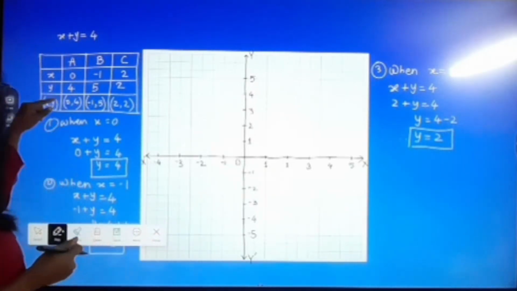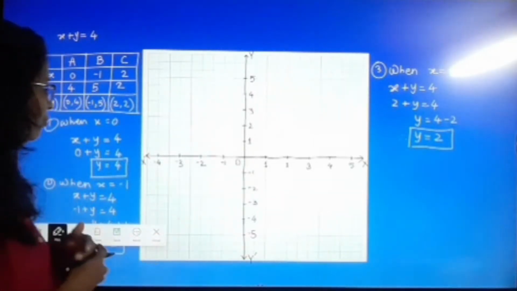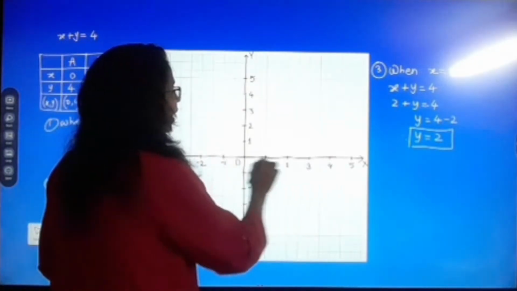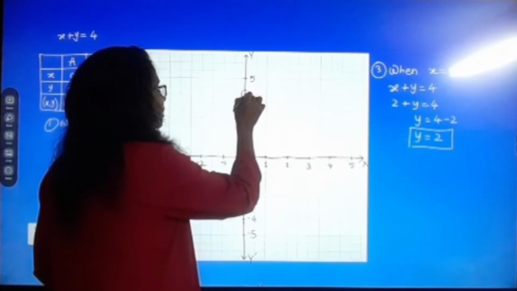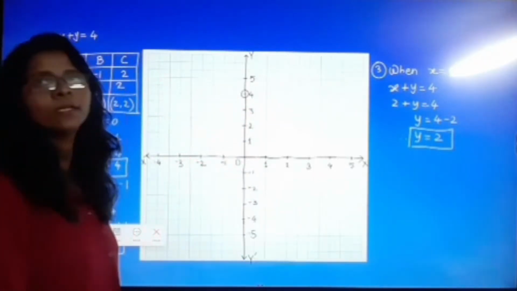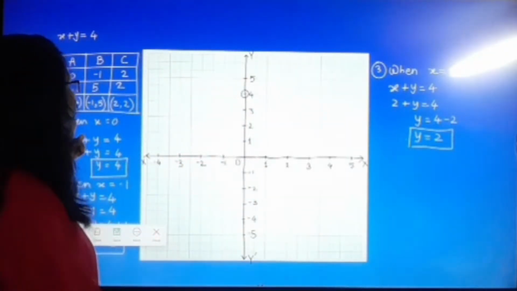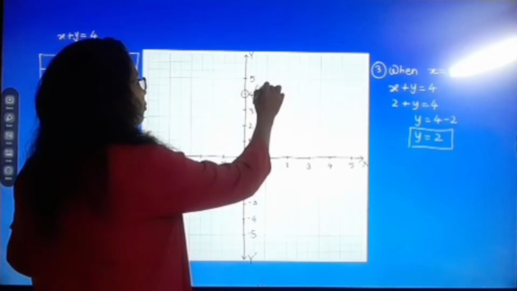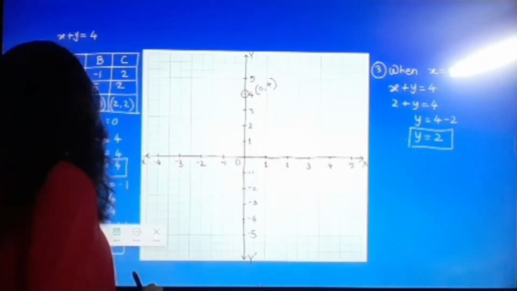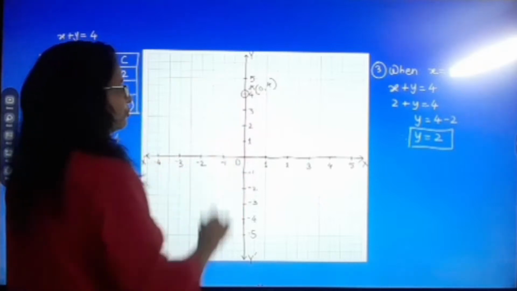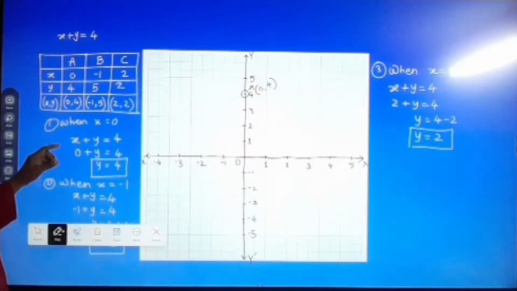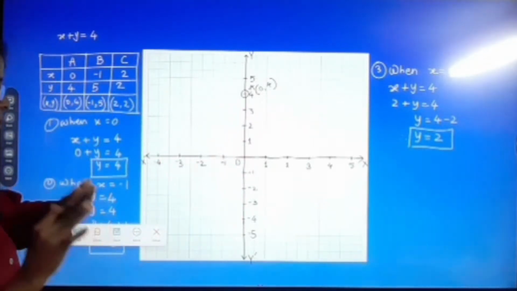So now here first coordinate 0, 4. So this is on the x-axis 0 and taking the 4 on the y-axis. Okay, 0, 4. And that is called as A. We call it A(0, 4).